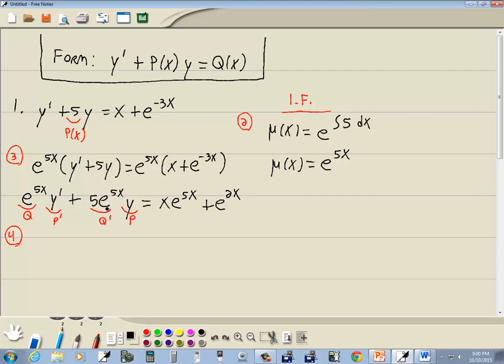Now, it'll always work out that way if you've done your integration factor correctly. This should always be the product property. So it shouldn't be like you wonder, well, does this time it works and this time it doesn't? It should always work, so that's a check to see if you did the integration factor correctly. Which means that I could rewrite that as the derivative of p times q. So we got y e to the 5x equals x e to the 5x plus e to the 2x.